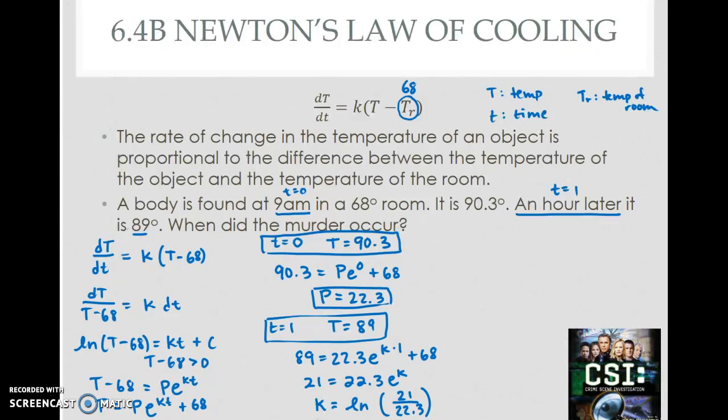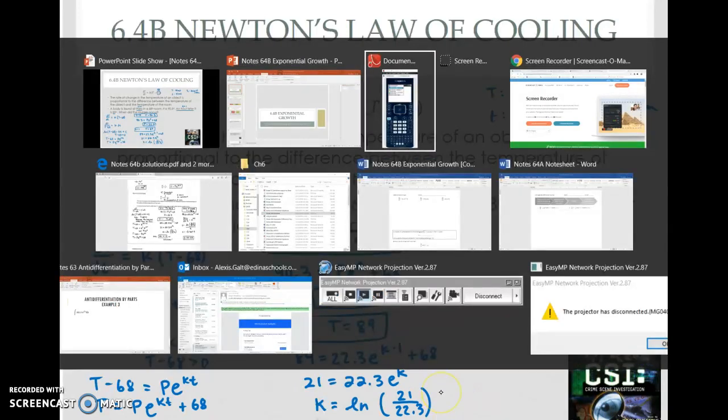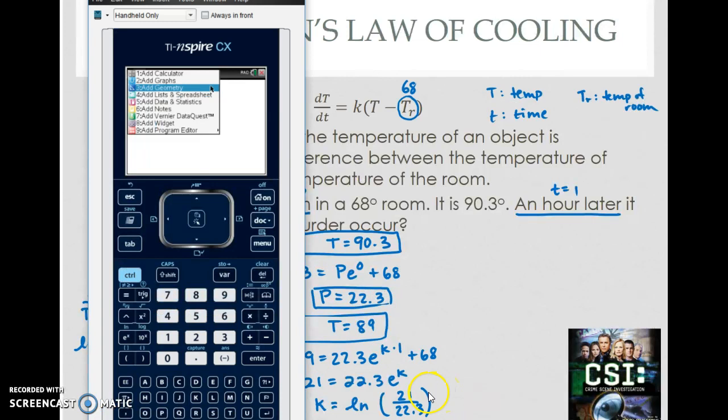That's a number that I can find on my calculator if I have one. So I'm going to just go ahead and pretend that I'm storing that on my calculator. So here's my calculator. I'm going to take the natural log of 21 divided by 22.3. And then the way I store that is I hit Control, var, and then I type K. And now that whole decimal is stored on my calculator as a value I can use later.